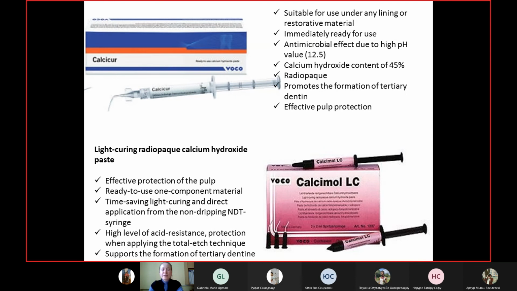Calcium hydroxide materials are available in light curing formulations. Company Voco Calcimol, company Voco Calcicur. Just be aware that such exist, and you should know a few representatives. That's why I put in this lecture information about representatives of each group of materials. It's essential for the students to know at least a few of them.